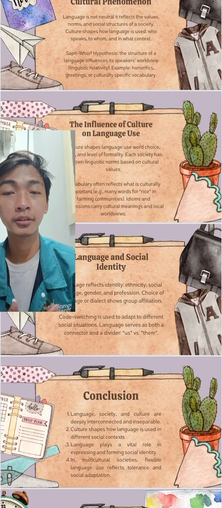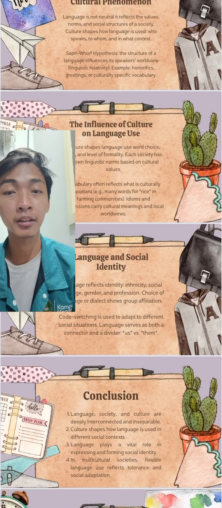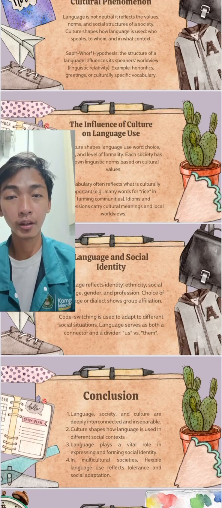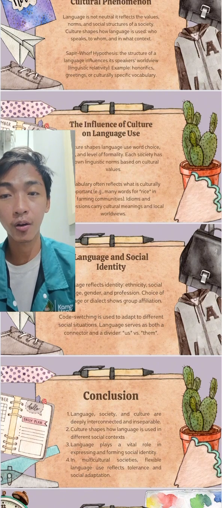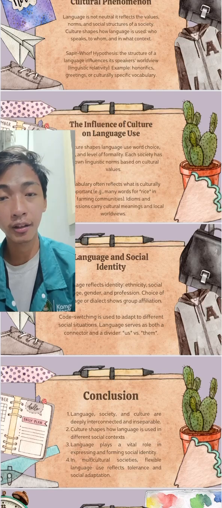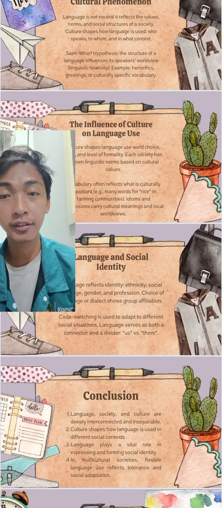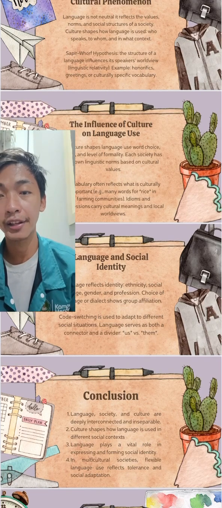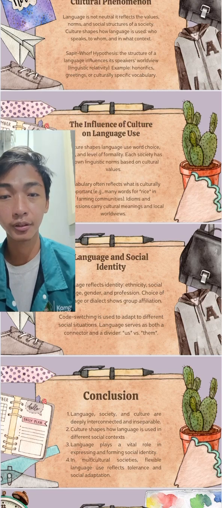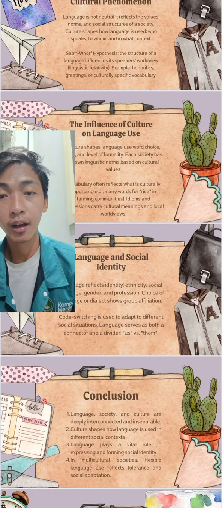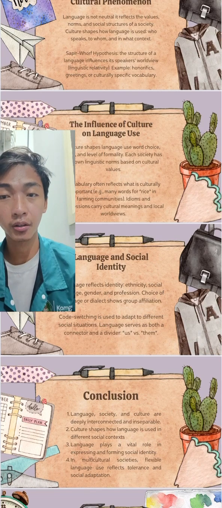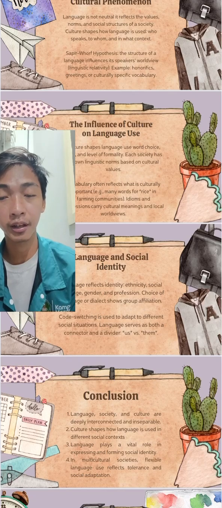Language and social identity. Finally, let's look at how language is closely related to our social identity. Language reflects various aspects of identity, including ethnicity, social class, age, gender, and profession. The choice of language or dialect we use can indicate group affiliation or social status.